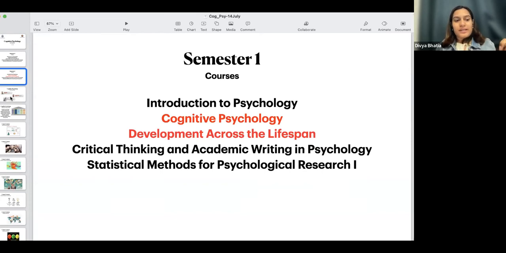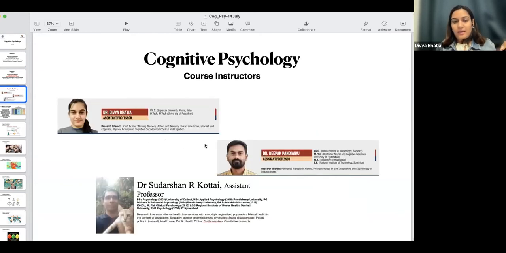All right, as I said, there are 3 instructors. I'll be taking some sections. Dr. Deepak will be taking some sections and Dr. Sudarshan will be taking other sections. But overall, the instructors could be different, but the course content doesn't change. The course content stays the same for all the sections. The assignments stay the same for all sections. And also there is one final paper, the final exam that we'll be having. It's also one for all the students across the sections.